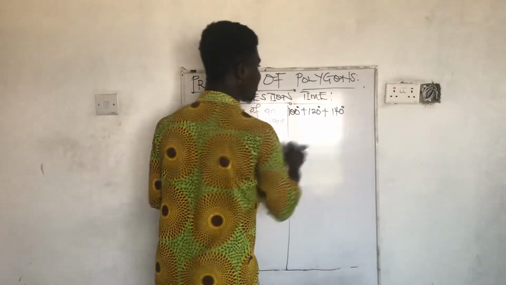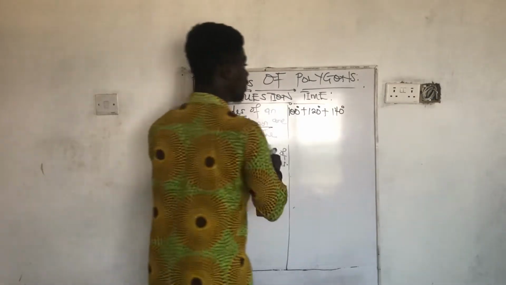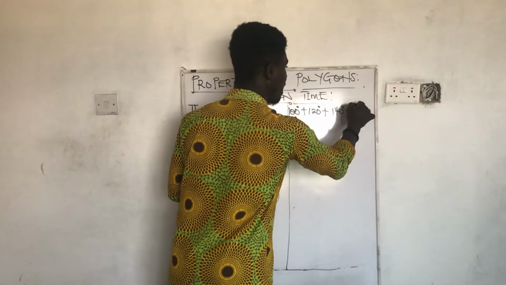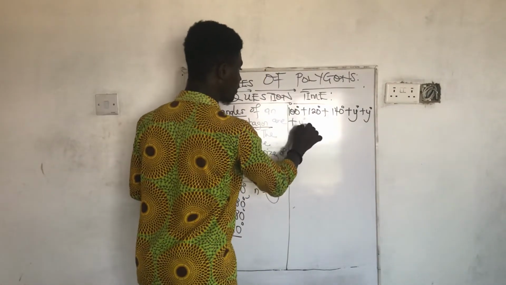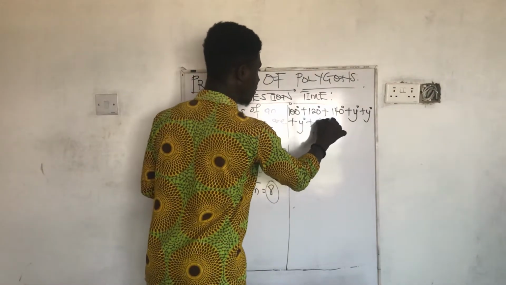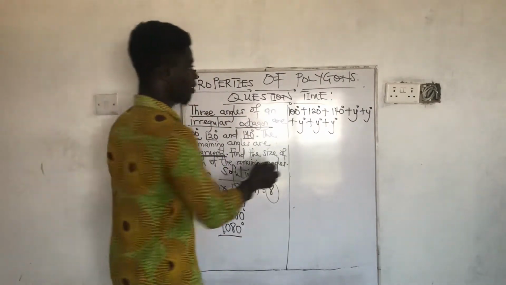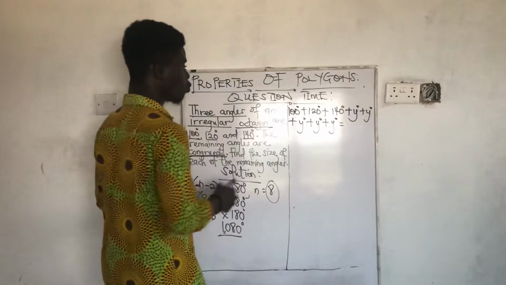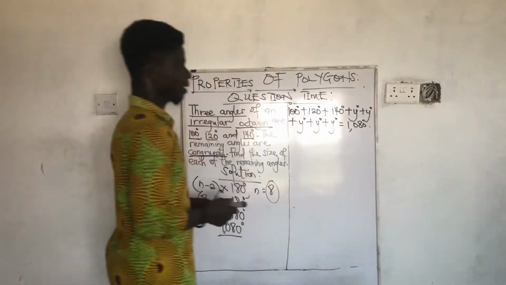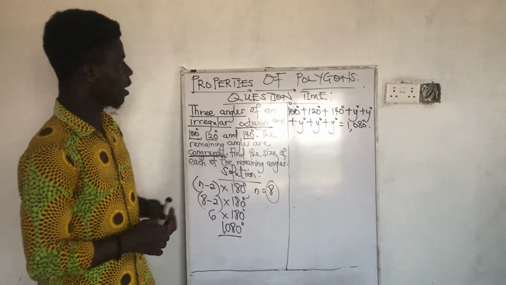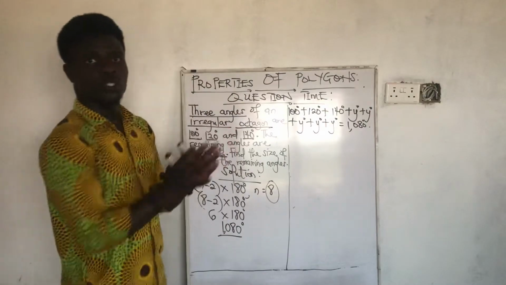So there are 5 angles remaining, and those 5 angles are equal. So it will be y degrees plus y degrees plus y degrees plus y degrees plus y degrees. Please, you understand that? Then we equate it to what? 1,080 what? Degrees. So now I have this. It has been grouped already.